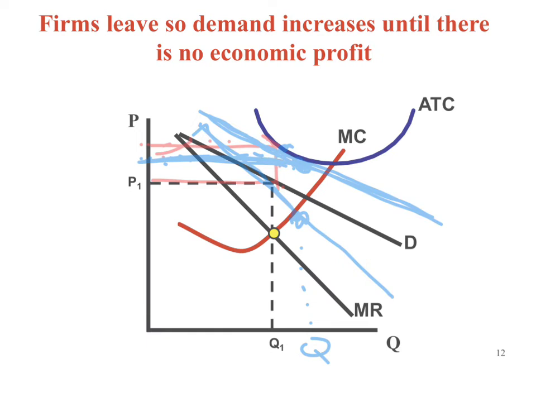So Mateo would make a loss, and when firms are leaving, they leave up until the point where zero economic profit would be made for Mateo, assuming, of course, that he stays. Right, Mateo, you stay in.